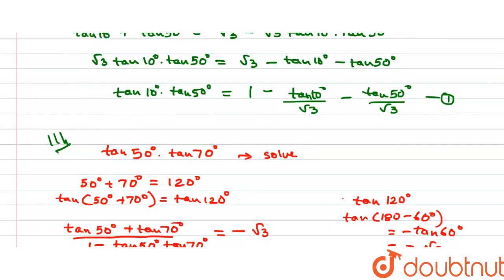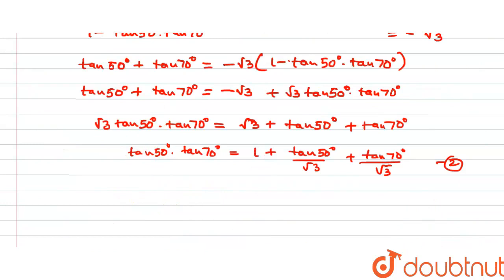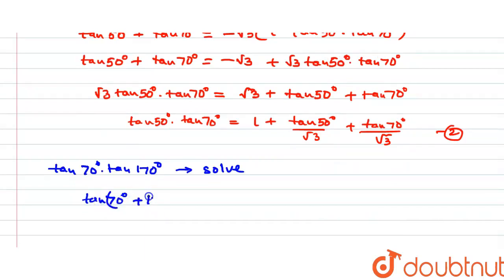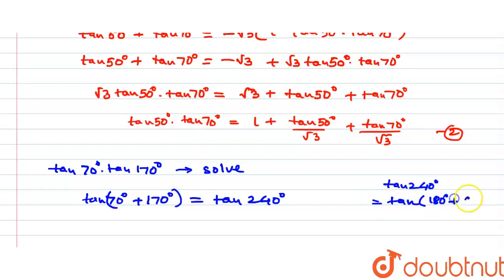Now we have the third term, that is tan 70 into tan 170. Let us expand it similarly as we have done in this case. So tan 70 degree into tan 170 degree. To solve it, we will have tan of 70 degree plus 170 degree, that is equal to tan 240 degree. Now let us solve 240 degree here. We know that tan of 240 degree can be written as tan of 180 degree plus 60 degree. Now tan of 180 degree plus 60 degree falls in the third quadrant. So tan of 180 degree plus theta, that is tan 60, will be equal to tan 60 only. So that will be equal to root 3. That means tan 240 degree is equal to root 3.